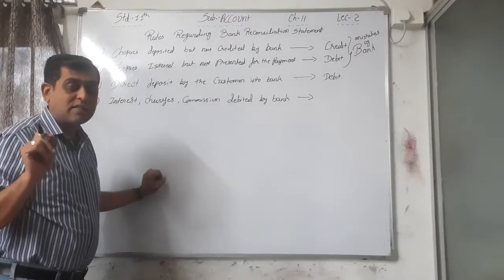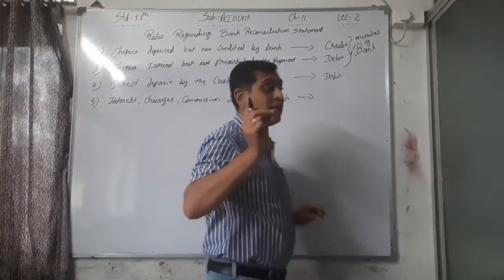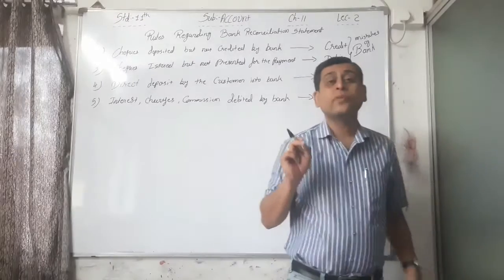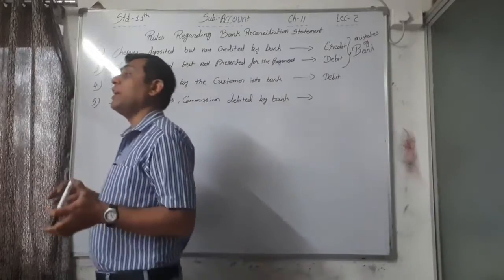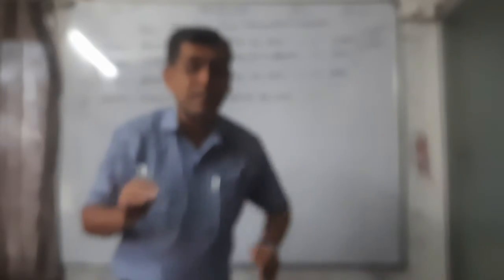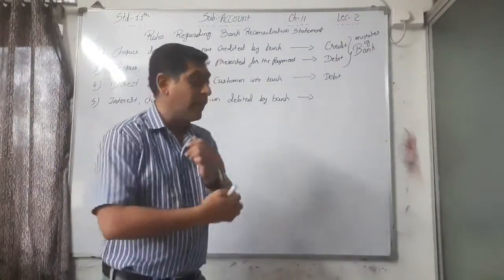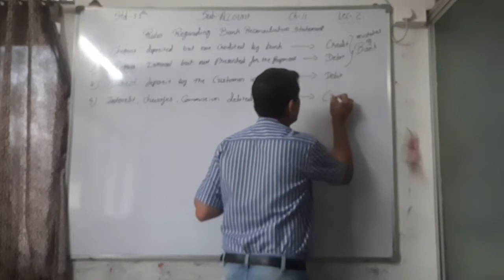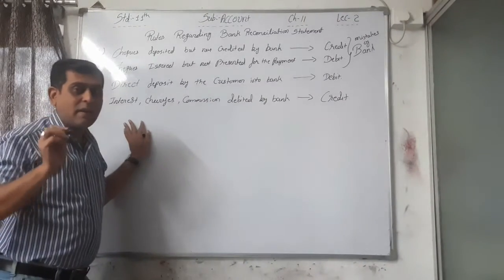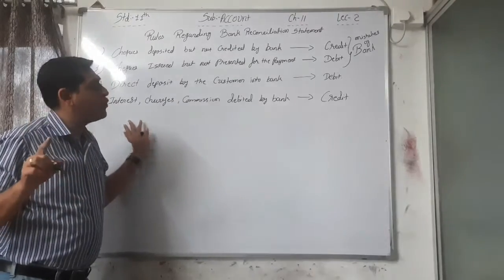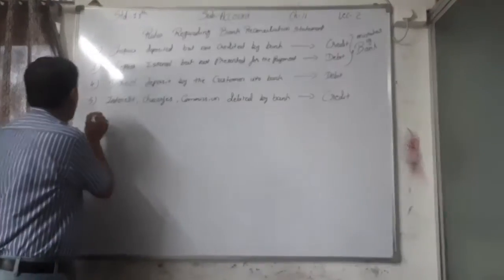Interest, charges, commission, all are expenses for us because they are debited by the bank. So payment of charges, payment of commission, payment of interest through our bank account is done. That's why it is written on the credit side, the payment side of the cash book, right? So we have to record it on the credit side. Whenever interest or any expense, charges or commission is levied by the bank or debited by the bank, we have to credit it.